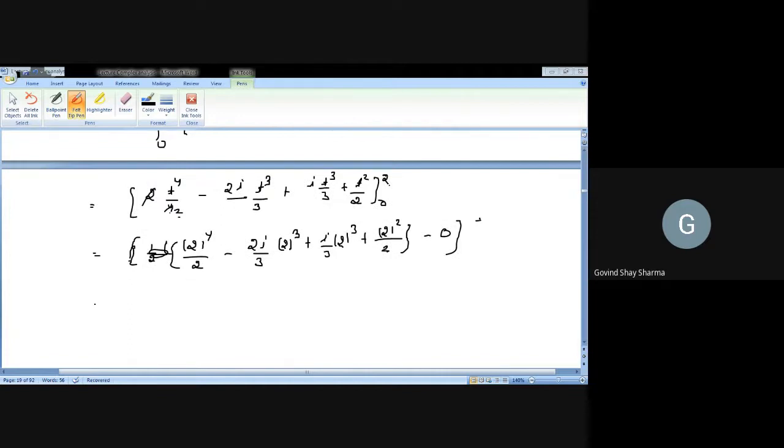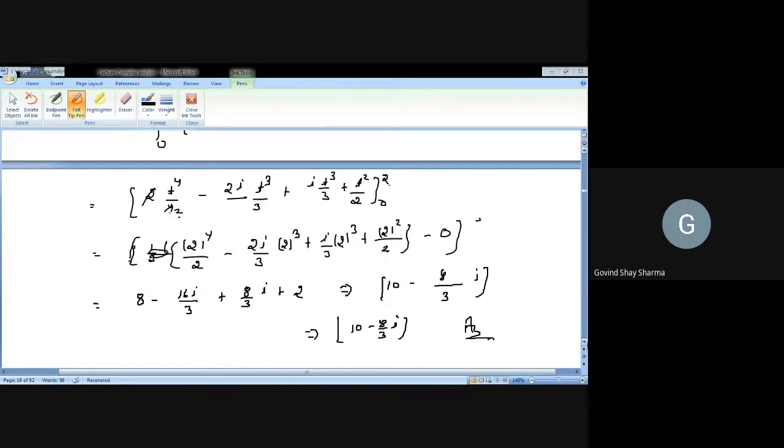Now we get 2 times 8 minus 16 iota by 3 plus 8 by 3 iota plus 2. Then we write like 10 minus 3. So we can write 10 minus 8 by 3. This is our answer.